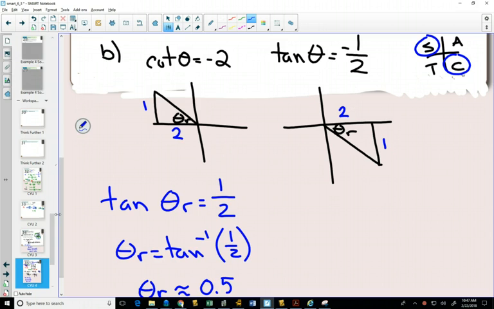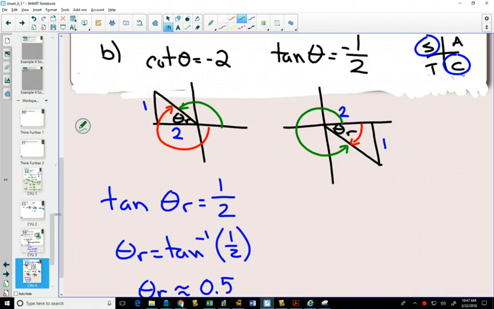So I'm going to do the positive ones in green. One positive answer will be this one in standard position. Another positive answer would be this angle in standard position. And our negative angles, I'll do in red. In standard position, this would be one negative answer, and this would be our other negative answer.